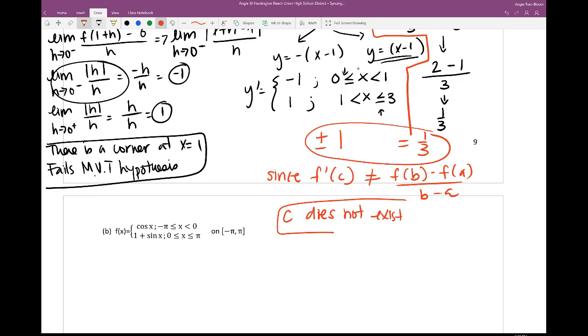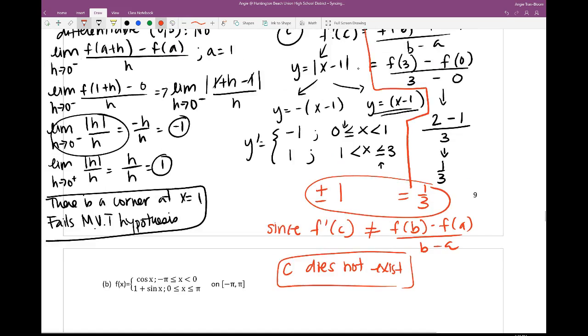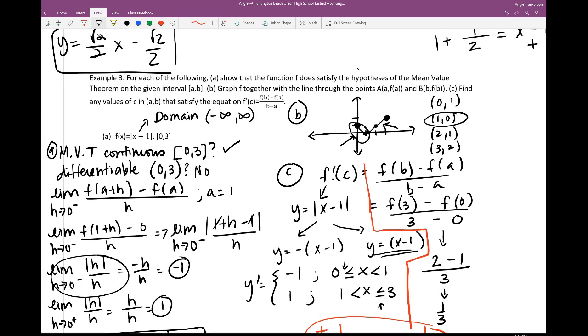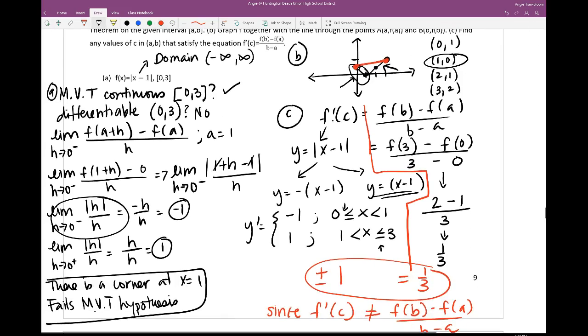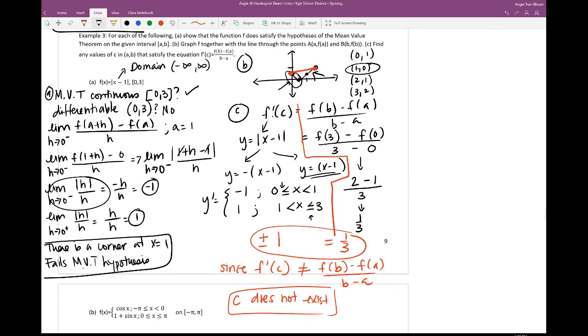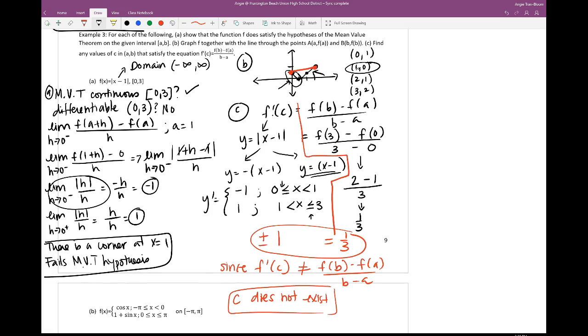Okay, so what does that mean? Let's go back to the graph. So here is the chord, that chord from a to b. What that means is I don't have a tangent line that's parallel to this. I don't have a tangent line that's parallel to that. So that's what it means. C does not exist, meaning that the mean value theorem failed, and that's why we have it over here. So that's why c does not exist.